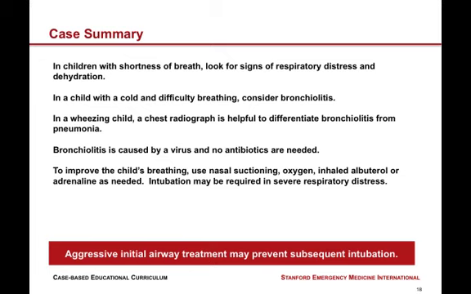To help the child's breathing, consider nasal suctioning, oxygen, inhaled albuterol or adrenaline as needed. In severe cases, you may need to intubate. Aggressive initial airway treatment may prevent subsequent intubation, so we should get on these kids as fast as we can to help them out.